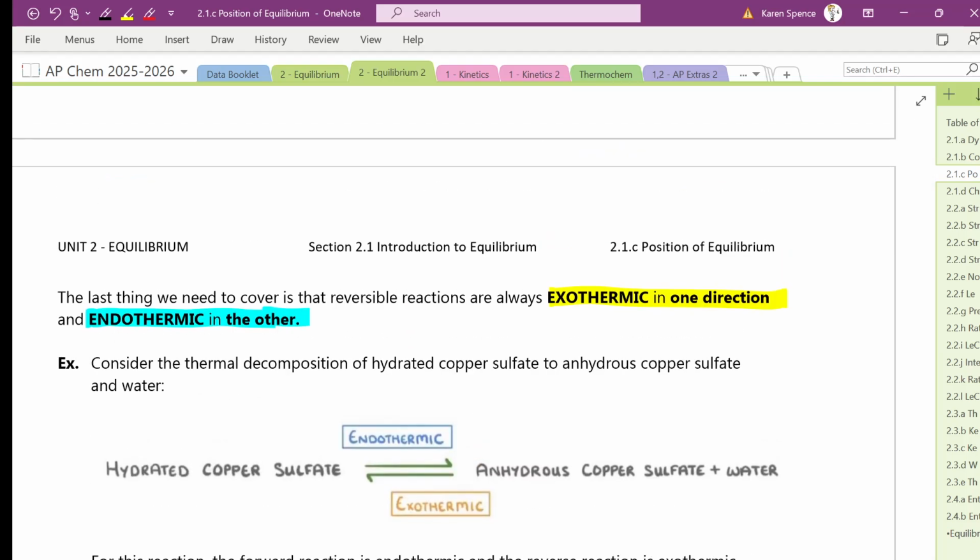Because if we look at our little graph, that one, the forward is endo, and the reverse is exo. There's no choice. If one goes up, the other has to go down, right?